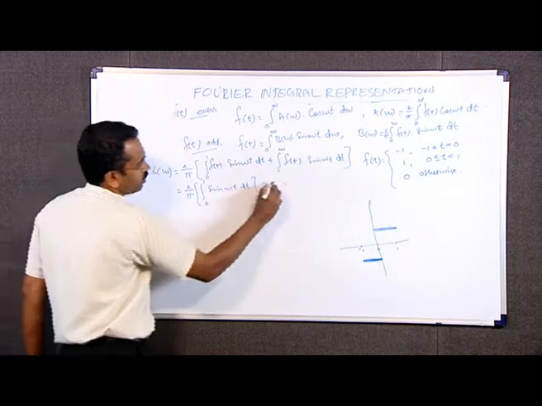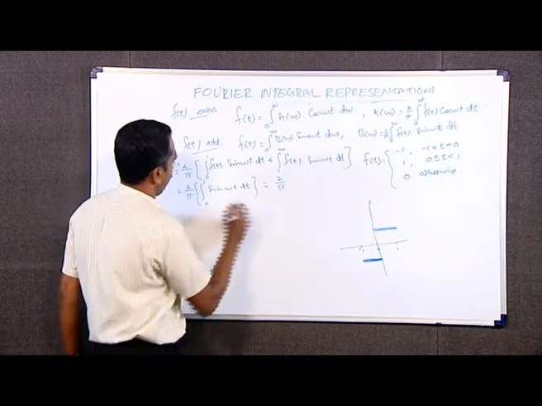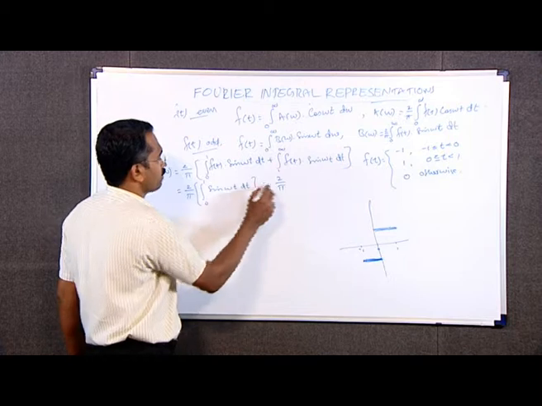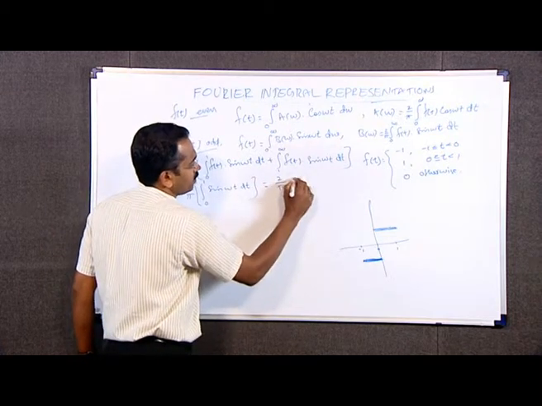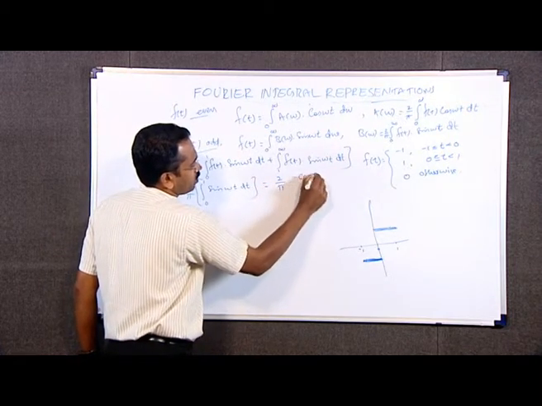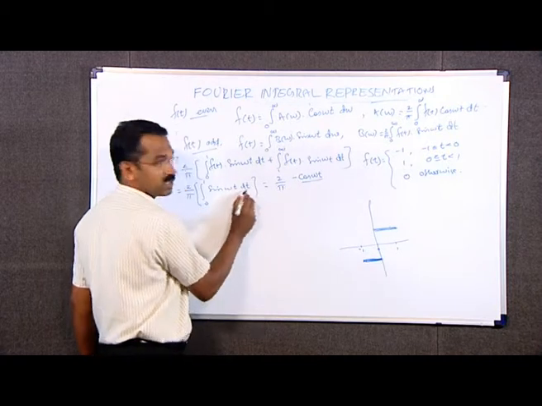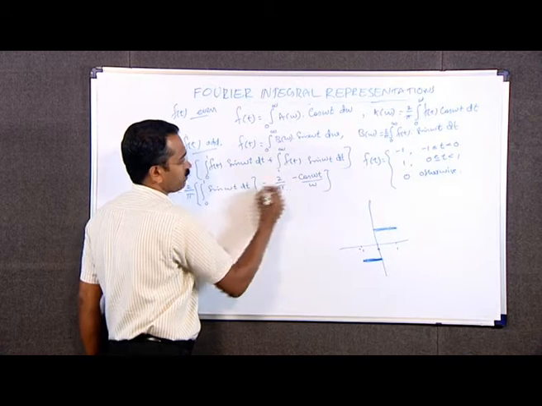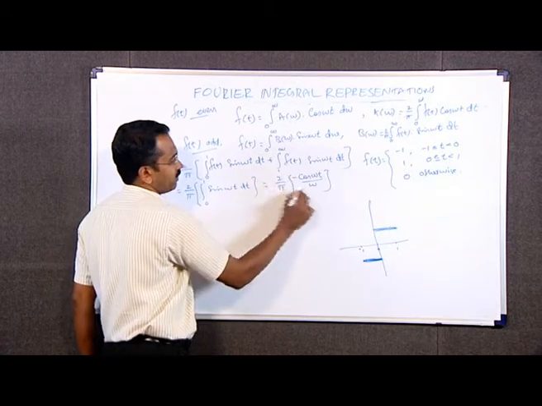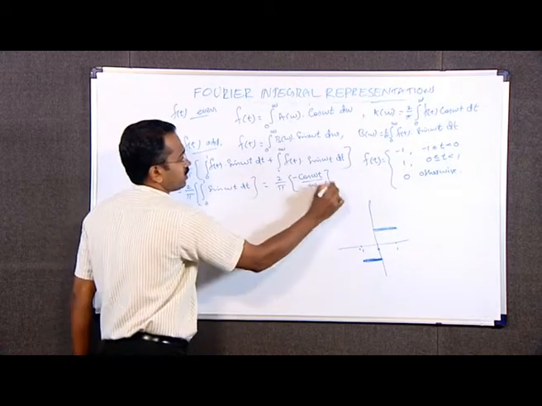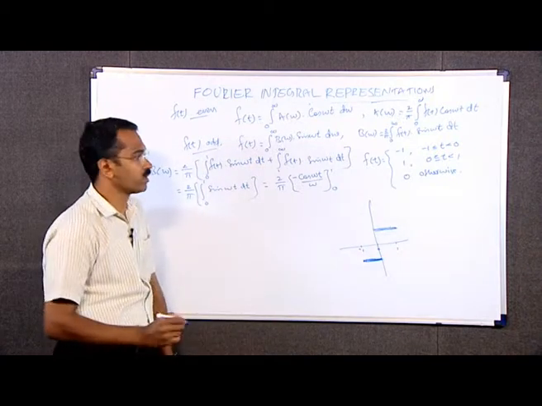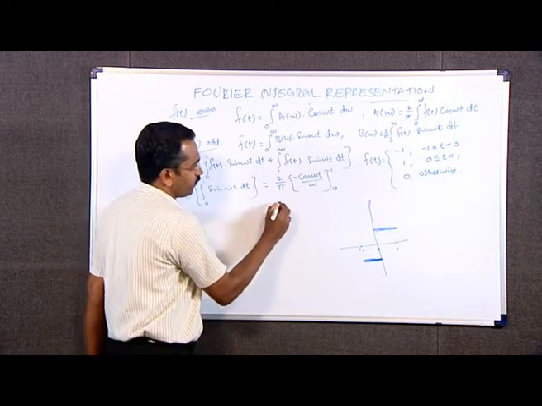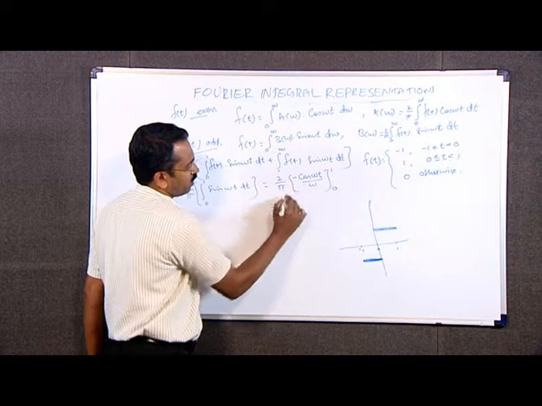This is equal to 2 by pi into the integral of sin omega t, which is minus cos omega t divided by omega, since integration is with respect to t and the coefficient of t is omega, between the limits 0 and 1.